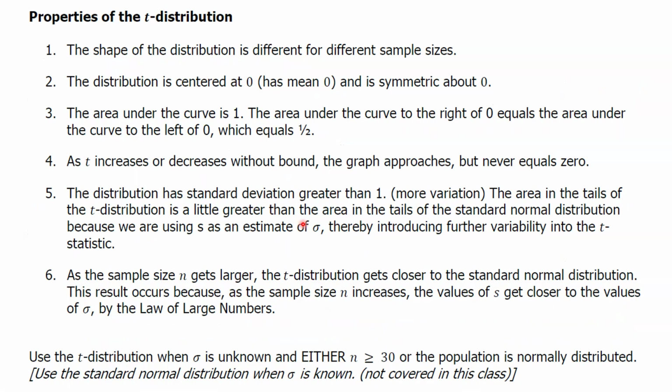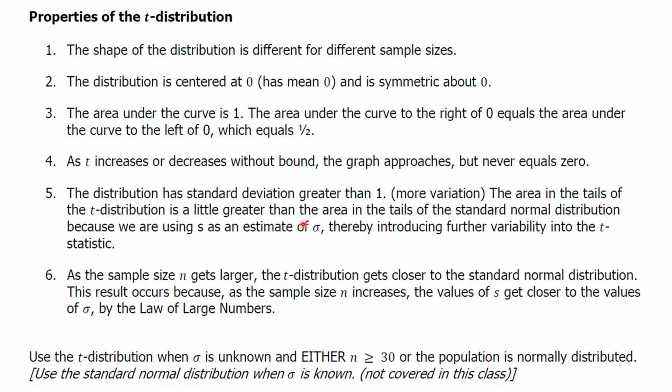So let's now walk through the properties of this t distribution. The first one, the shape of the distribution is different for different sample sizes. So that means smaller samples have fatter tails, or they're more spread out. As the sample size increases, it looks more like the normal distribution. The second, the distribution is centered at 0, so it has a mean of 0 and is symmetric about 0. So this is just like the standard normal distribution.